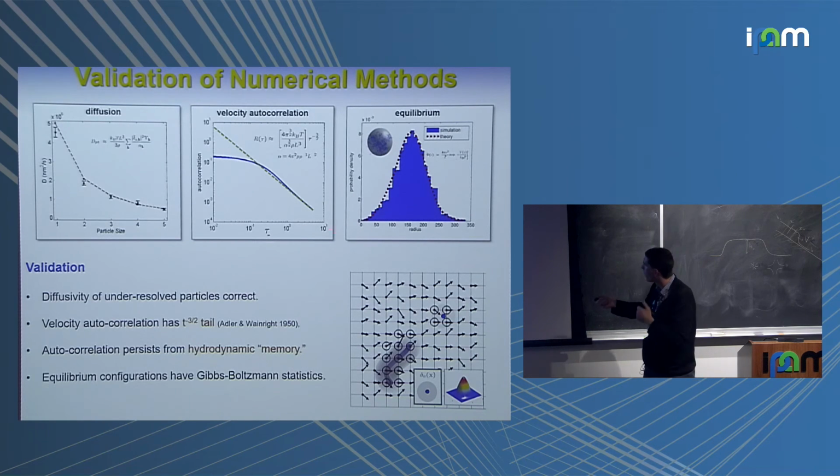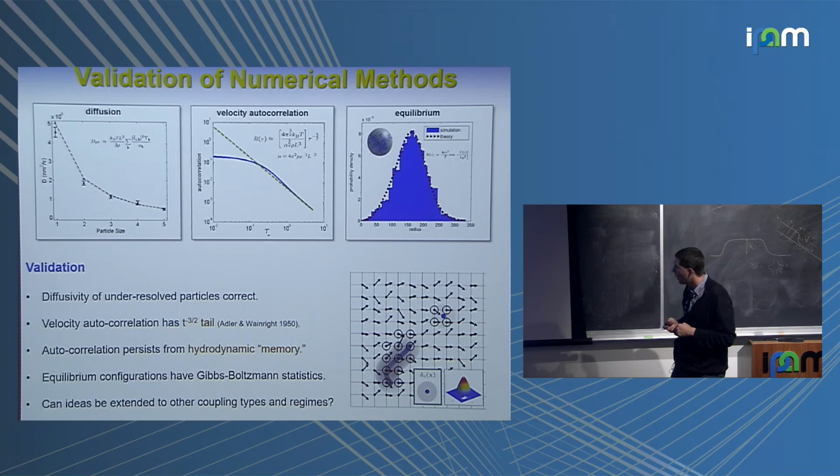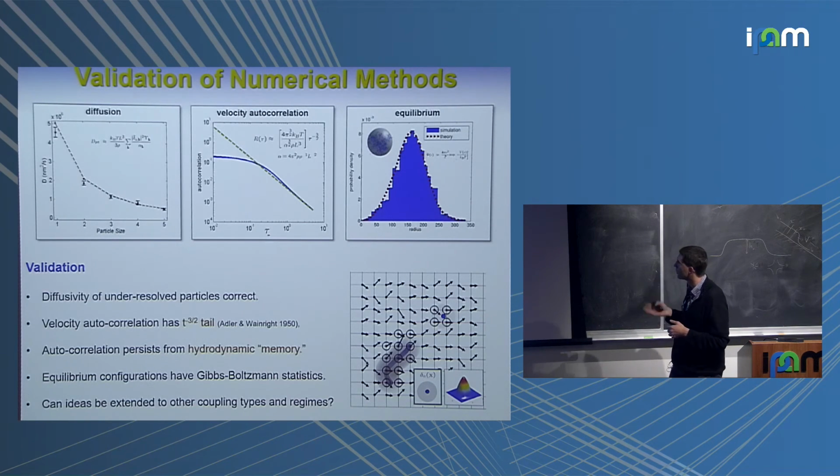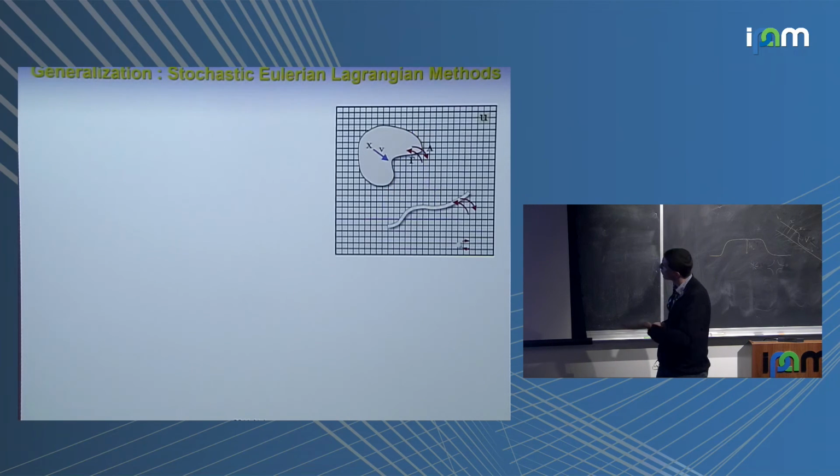And then it's just to check on the equilibrium statistical mechanics. This is just diffusion of a particle in like a spherical potential, showing that you get the right Gibbs-Boltzmann statistics. And so you can extend this obviously to other coupling types and other regimes, as I'll discuss in a minute. And I'll bring this back to lipid bilayers in a few slides.